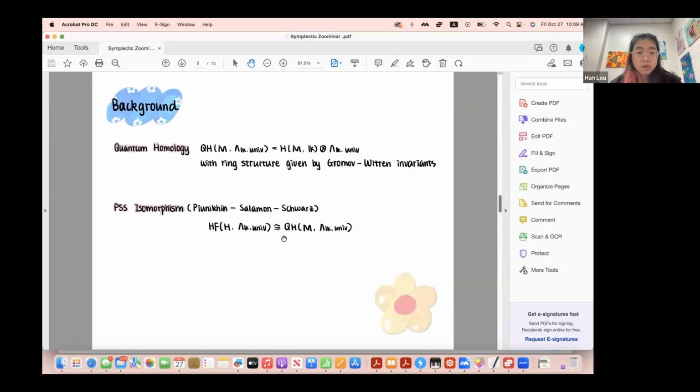Then for the quantum homology, which is the singular homology with coefficient in the universal Novikov field, the special part is the ring structure, which is given by the Gromov-Witten invariants. And the PSS isomorphism says that the Floer homology is isomorphic to the quantum homology as algebras.